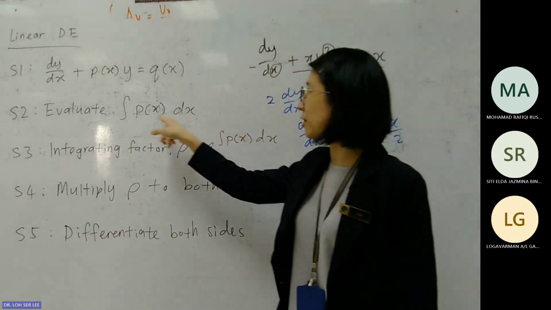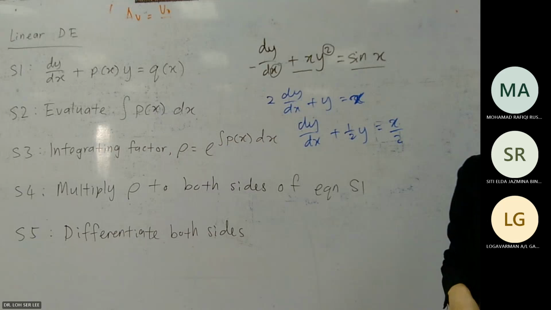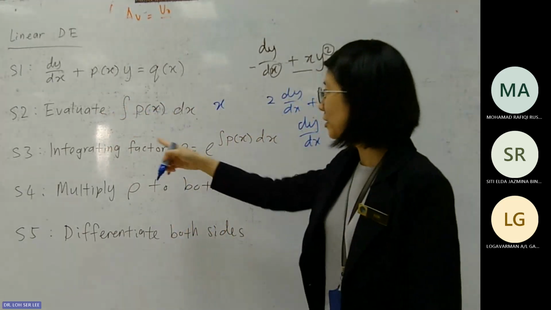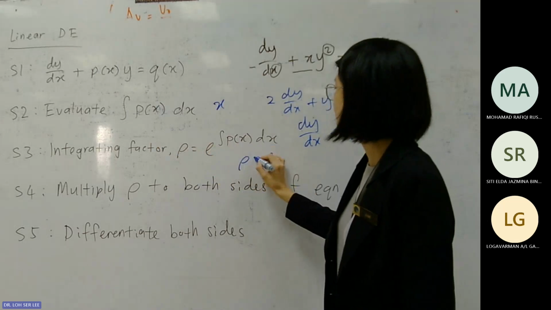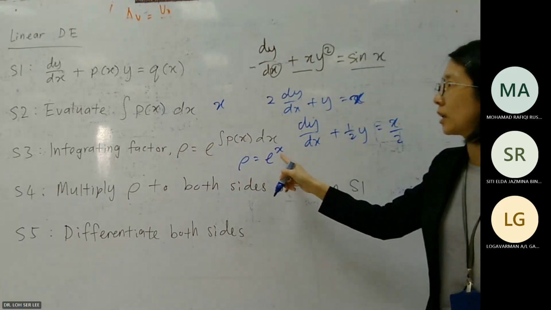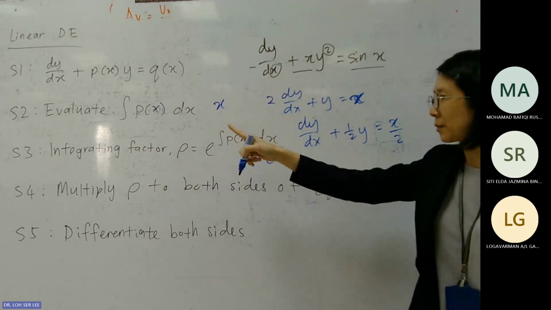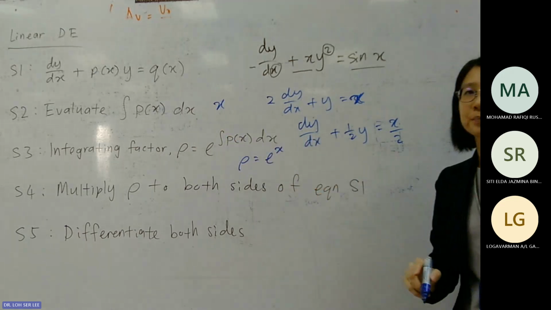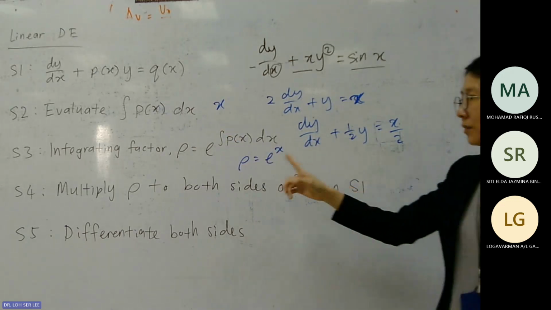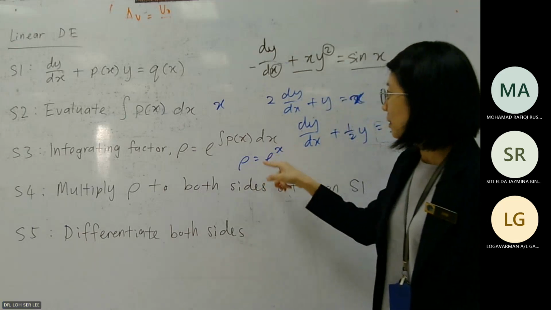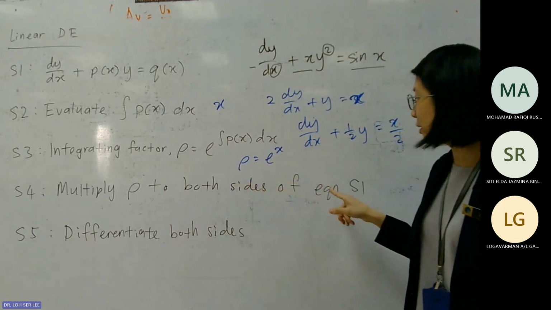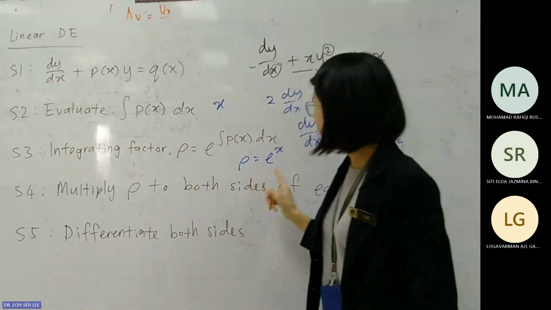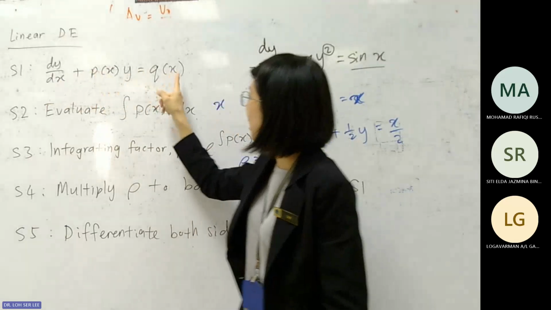what you obtain from step 2. So let's say what you obtain from step 2 is x. Then in step 3, rho is e to the power of x. If what you get is 2x from step 2, then step 3 will be rho equals e to the power of 2x. Then step 4, we will multiply this integrating factor to both sides of the equation from step 1. That means we will multiply e^x to this, and this.